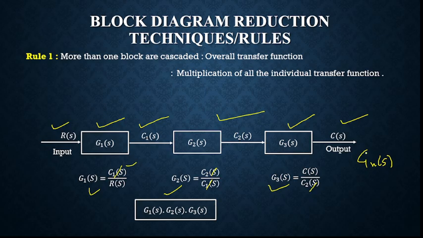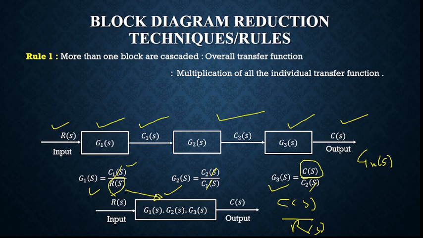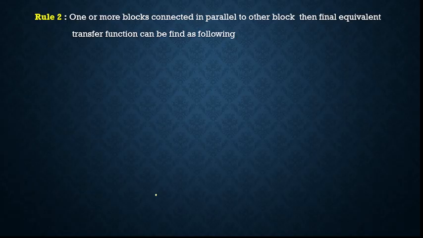So your total output upon input, that is C of S upon R of S, is nothing but the multiplication of all these three, G1 of S, G2 of S and G3 of S. So this will give you C of S upon R of S. This is the transfer function of the system where the blocks are connected in cascade. R of S is input, C of S is output, so the combined transfer function is G1 of S into G2 of S into G3 of S.